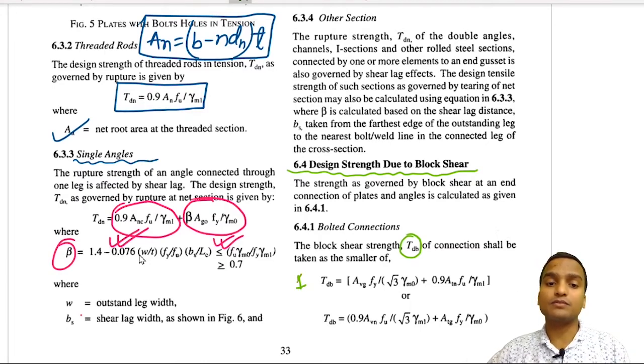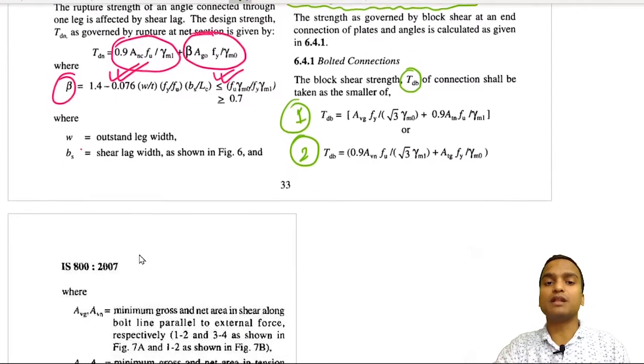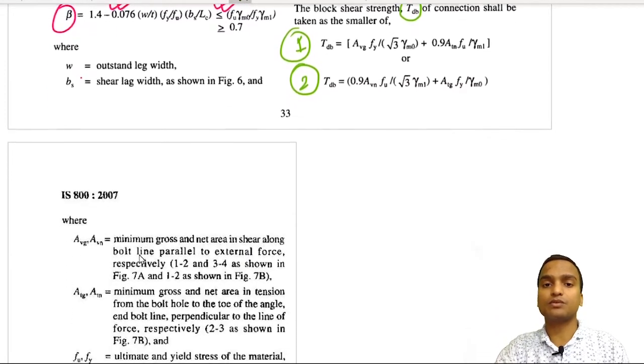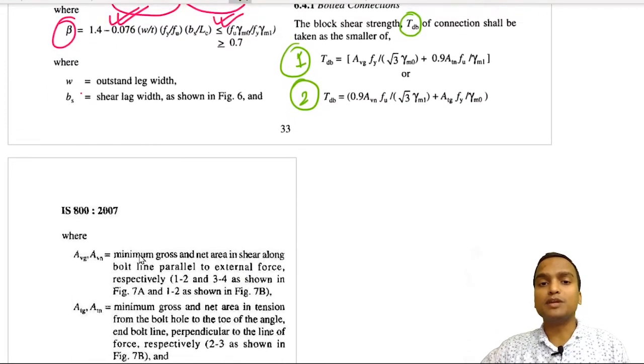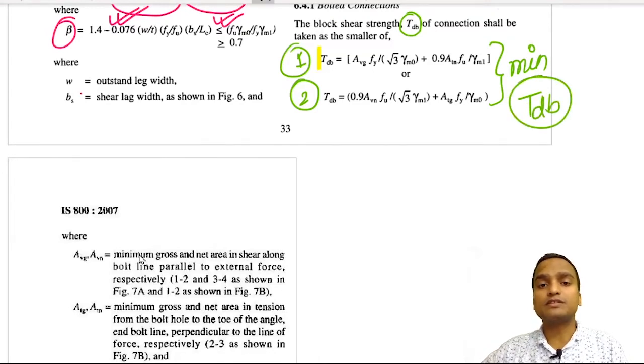So the first value is this and the second value is this. We have to calculate both of these values of TDB, and the minimum of these two values will be considered the final value for TDB. Now the first formula says TDB is equal to AVG into Fy by root 3 gamma mo plus 0.9 into Atn into Fu by gamma ml.